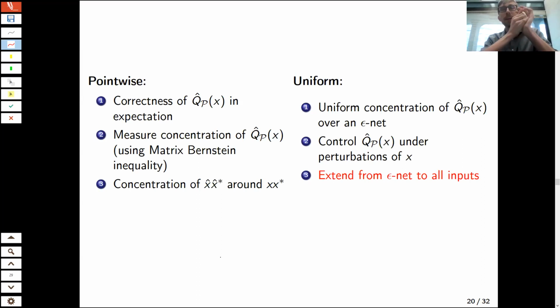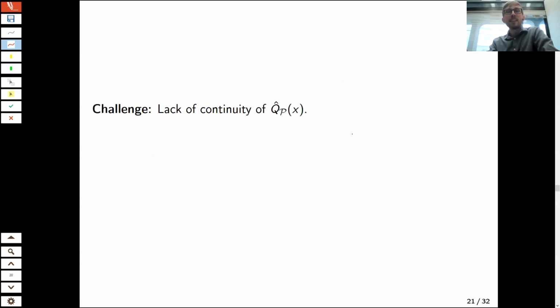that's a lot about the pointwise stuff, and the real challenge for extending from the pointwise theorem to the uniform theorem is that there's a lack of continuity in this Q hat operator that we were assembling. So if I know that my algorithm works for one fixed x, I could use, with a certain probability, a union bound to say it'll work for a whole bunch of different choices of signal x that form maybe an epsilon net of our signal space. But extending from that epsilon net is not obvious.